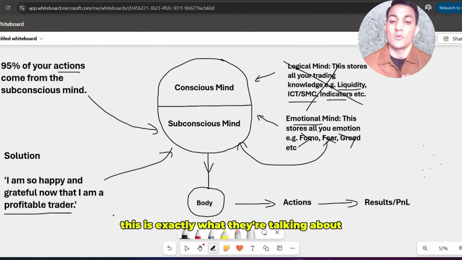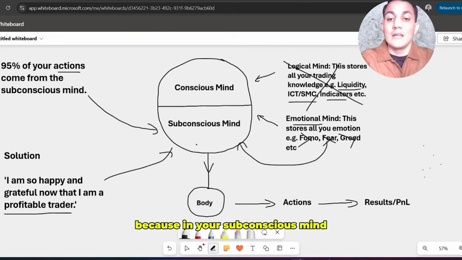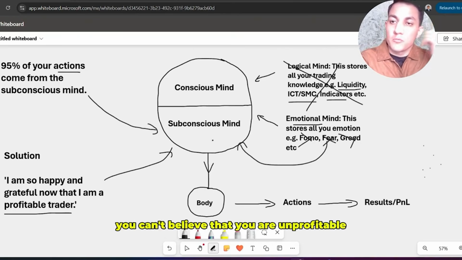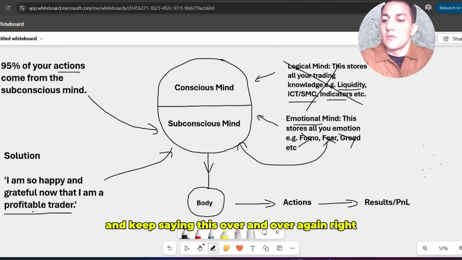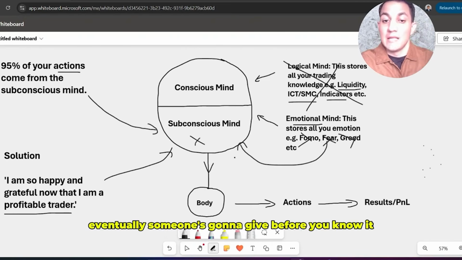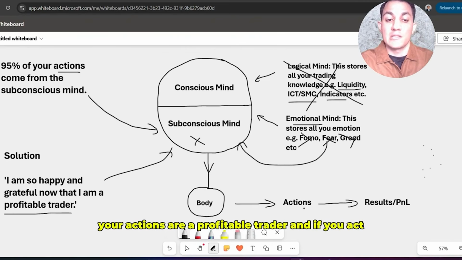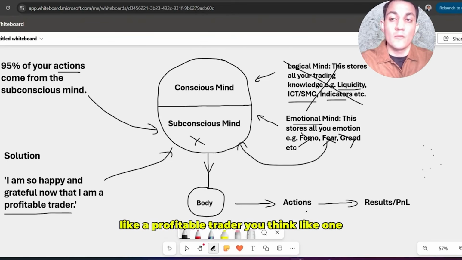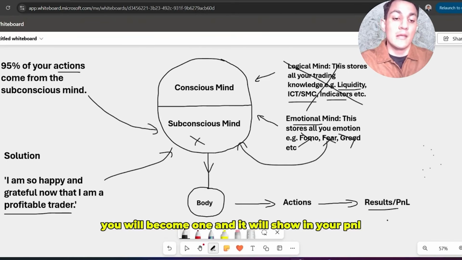In your subconscious mind, you can't believe that you are unprofitable and keep saying this over and over again. Eventually, something's going to give. And before you know it, your actions are those of a profitable trader. And if you act like a profitable trader, you think like one, you feel like one, you will become one, and it will show in your P&L.